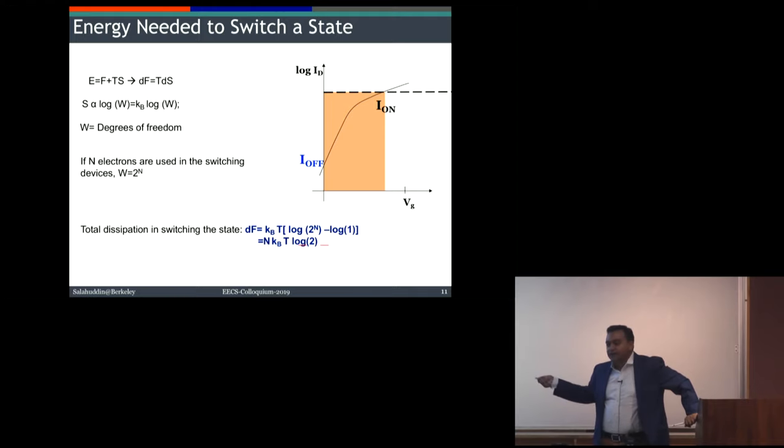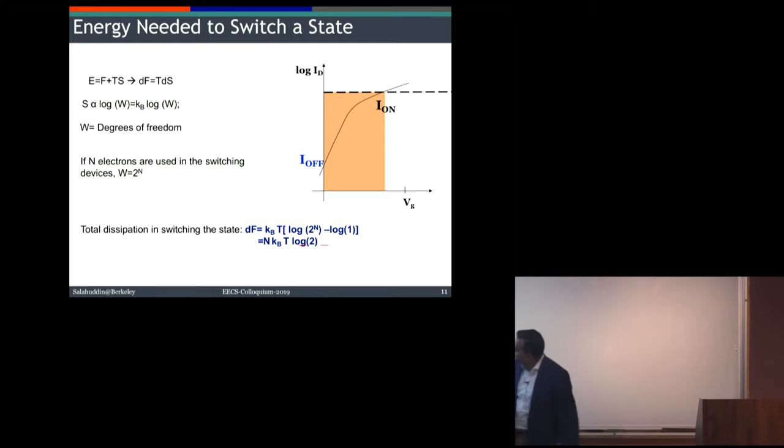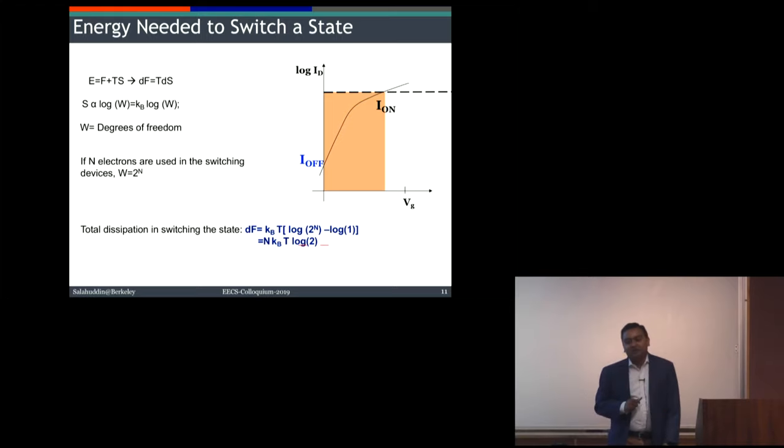In a real device, we are in the same order, but we dissipate more than this because a real device is not ideal. There are some non-idealities involved. So if you look at that, the question would be: what can you do about it? Can you somehow change this?